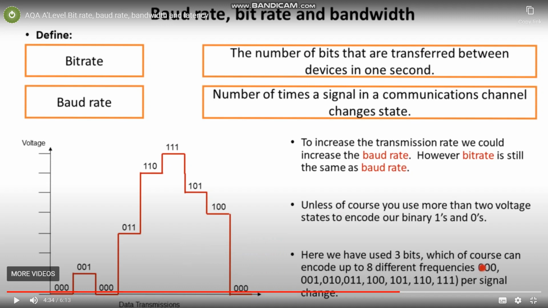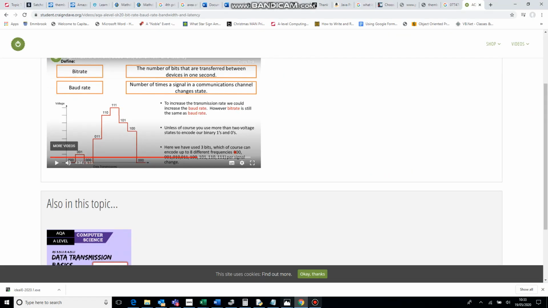So without changing the time of the signal change, i.e. this duration here, so how quickly the signal changes, we have tripled the number of bits that are being sent because we've increased the number of voltages. So I hope that really helps with your understanding around bit rate and baud rate, because it is a tricky one.